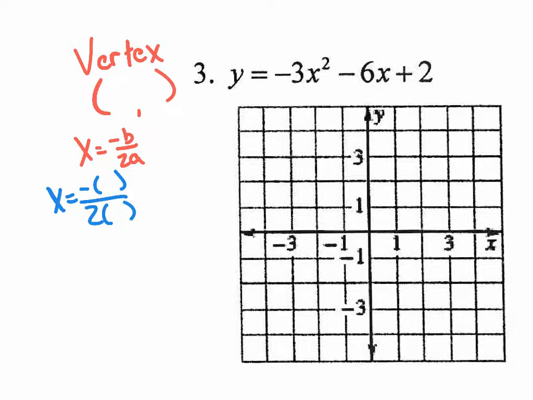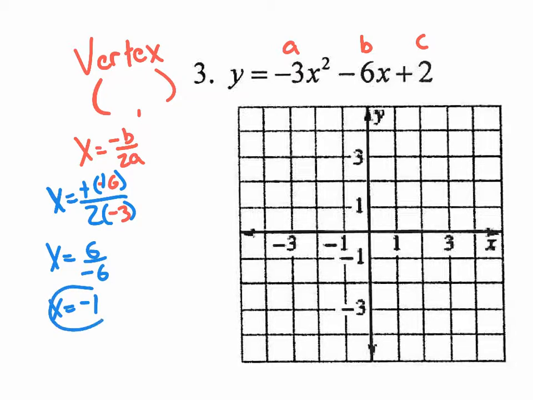And we're going to be plugging in our a value of negative 3, the b value of negative 6, and the c value of 2, even though the c value doesn't get used in this formula. So the b value is negative 6, the a value is negative 3. So we end up with x equaling positive 6, because a negative times a negative is a positive, over negative 6, because 2 times negative 3 is negative 6, which means that x equals negative 1, and that is our x value of our vertex.